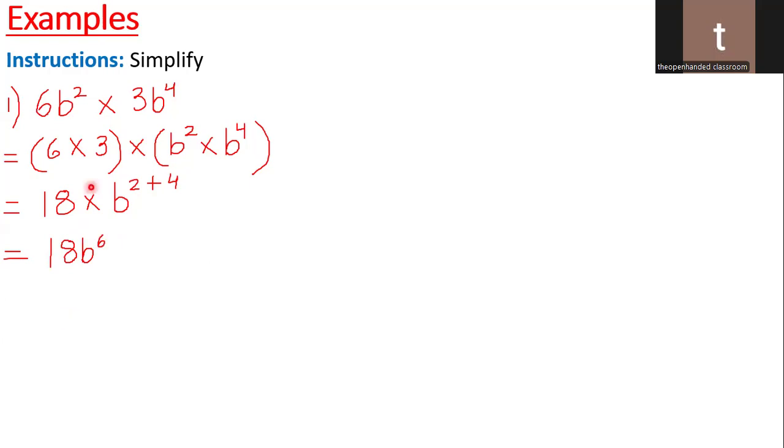So in order to do this, the first thing we're going to do is deal with the whole numbers. 6 times 3, and 6 times 3 is 18. Then we deal with the variables. So it's b to the second power multiplied by b to the fourth power. And so b to the 2 plus 4 is b to the 6, and we have 18 there because 6 times 3 is 18, so it's 18 b to the power of 6.